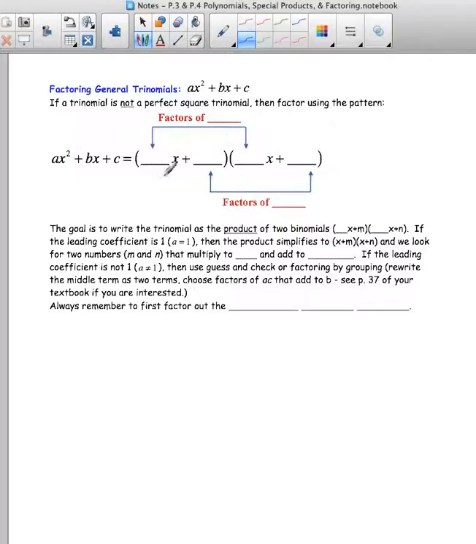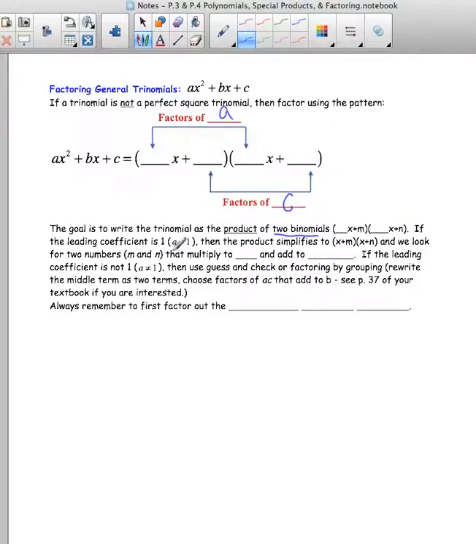We have ax squared plus bx plus c. The first term in each of the binomials is going to be a factor of a, and the last two terms are going to be factors of c. That's a method that will help us factor. The goal is to write the trinomial as the product of two binomials, two terms in each set of parentheses: something x plus m, where m is a constant, and something x plus n, where n is a constant.